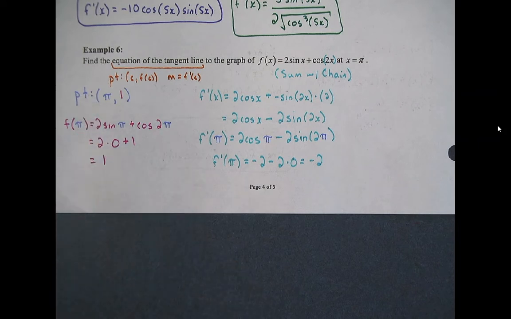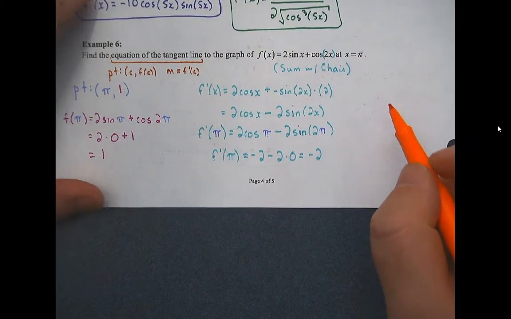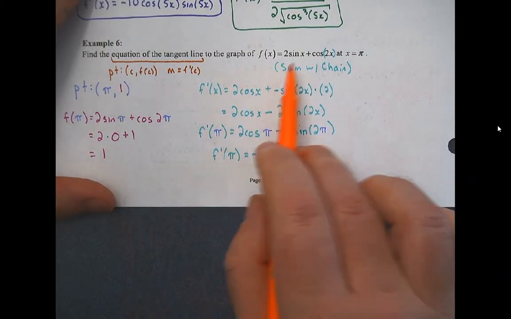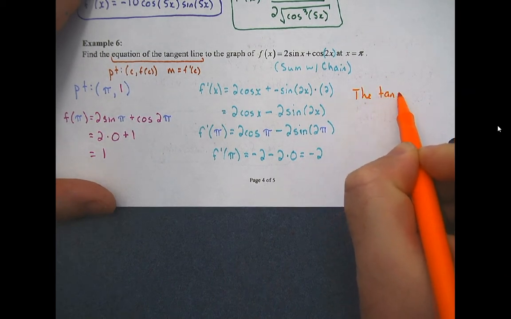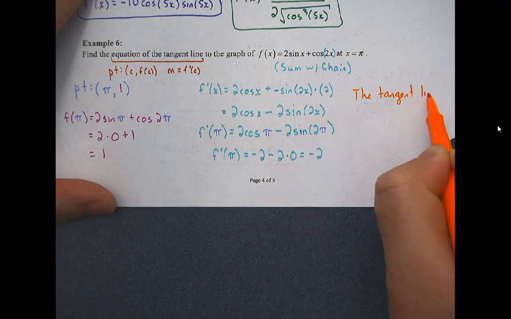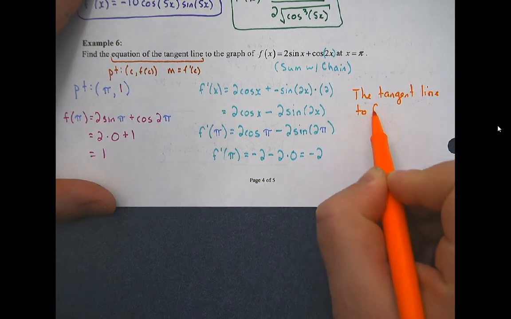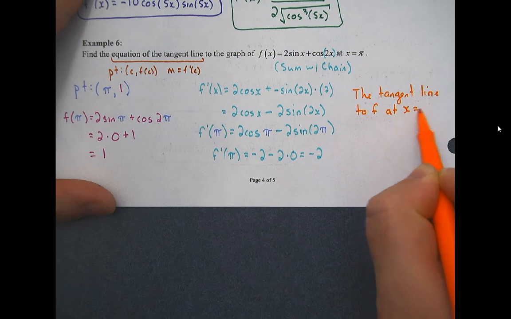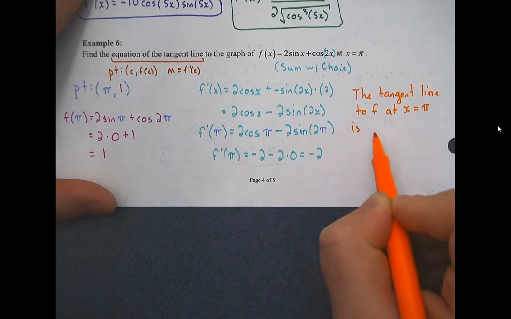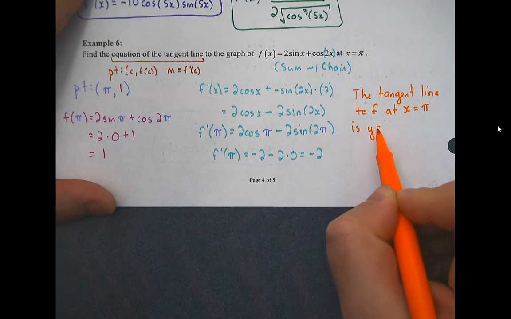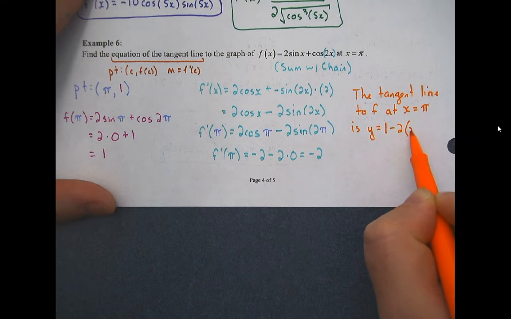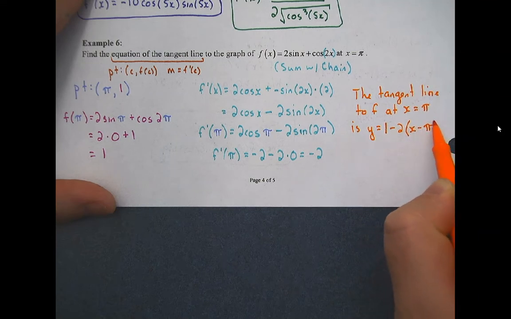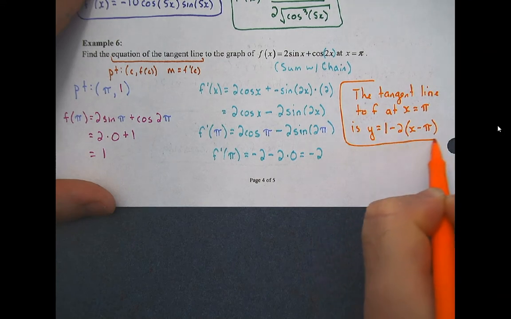I've got a point. Now I just need to put them together into our good friend. I like to use point-slope form. So the equation of the tangent line to f at x equals pi is y equals y plus slope times x minus x. Box it in, put it up on our fridge.